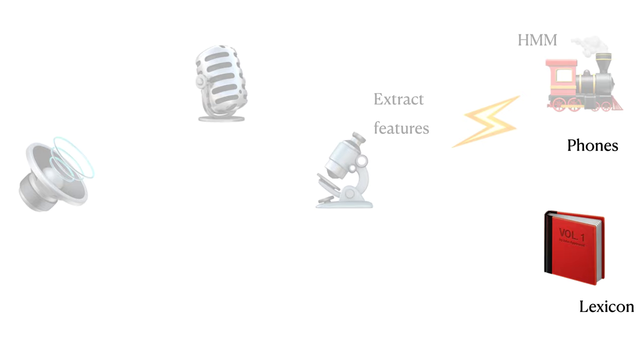Given that sequence of phones or lattice of phones, the next task is to consult the lexicon of the language. So this can be as simple as a list of words, or it could potentially be more complex. The automatic speech recognition process then attempts to use the lexicon to determine what possible words might have been spoken.